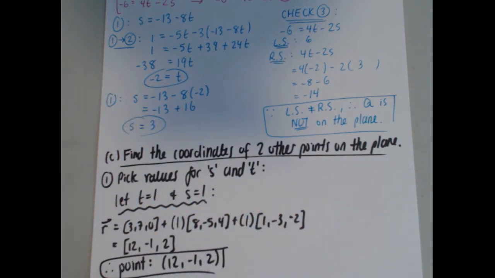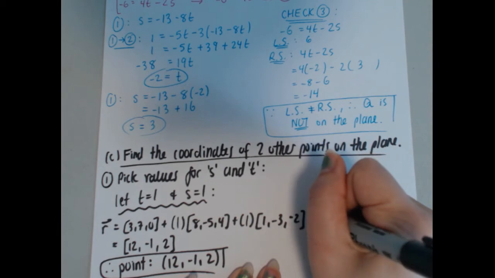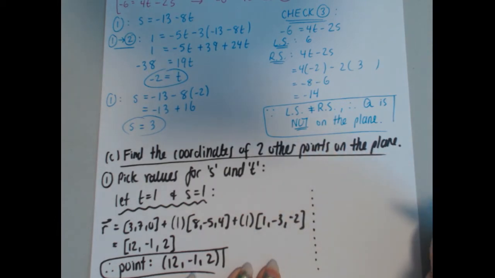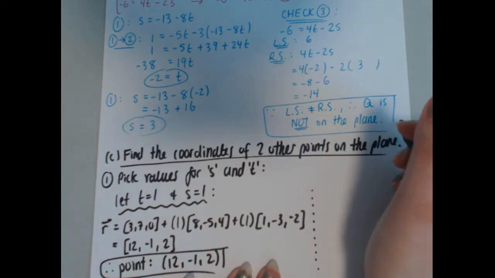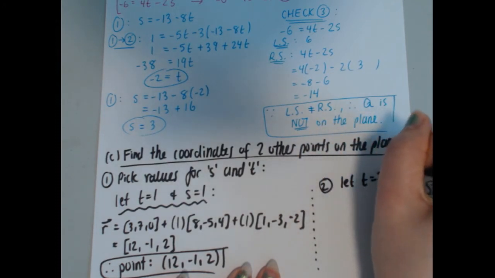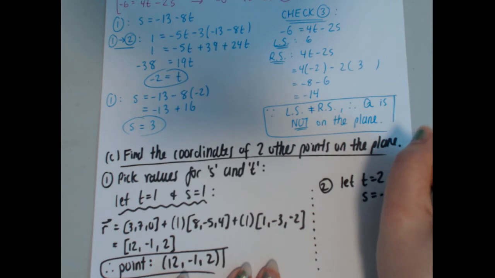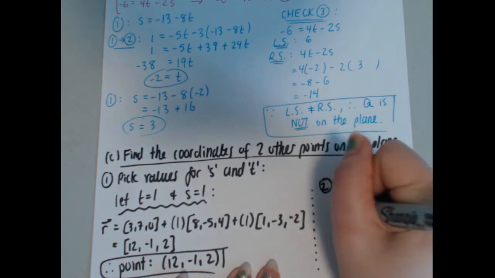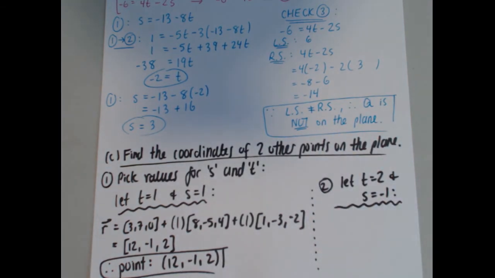And we can do this again. Okay, so go ahead and pick 2 other values for s and t and try this on your own. I'm going to go ahead and try t is equal to 2 and s is equal to -1. If you want, you can use the same values. Okay, so pause the video if you need. In a couple of moments, I'm going to state what the point should be for these 2 s and t values.